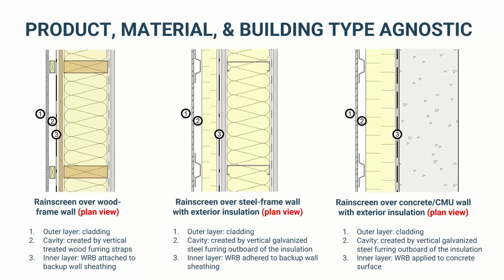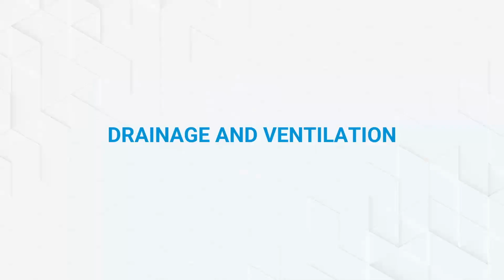It could be done over concrete or CMU as well. Again, the outer layer, the inner layer, and that airspace in between. So lots of different ways to do it. This is showing vertical hat channels for these two assemblies. This could also be clips or girts, things like that. We'll get into more of those details later. But again, it's the same principles. It can be done with pretty much any type of construction.